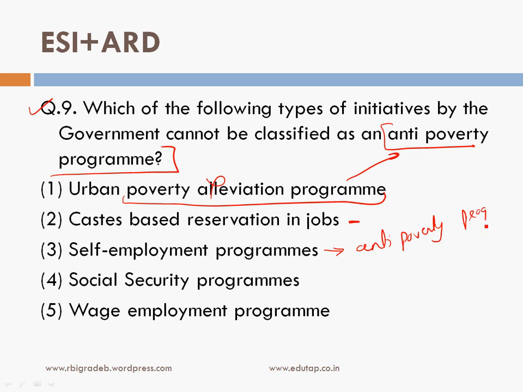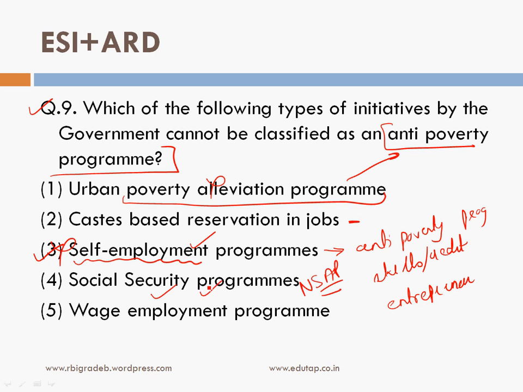Because by imparting certain skills, by giving credit or loan at a low rate of interest, and by promoting entrepreneurship, we promote self-employment, and the basic aim is to bring the households or the persons out of poverty. So it is again an anti-poverty program, so this cannot be the right option. The social security programs, like various programs under the National Social Assistance Program, are again anti-poverty programs because they generally target the BPL population. So again, this cannot be the option.